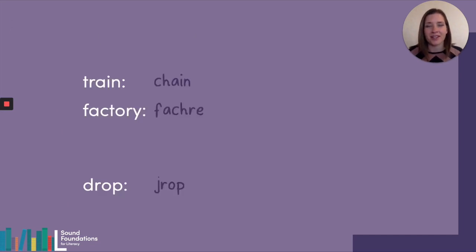So what this looks like in beginning readers and beginning spellers writing is that they might write the word train as chain because they feel that shape in their mouth. They might write the word factory as fat tree, and they might write the word drop as jrop, because they might feel that j sound.